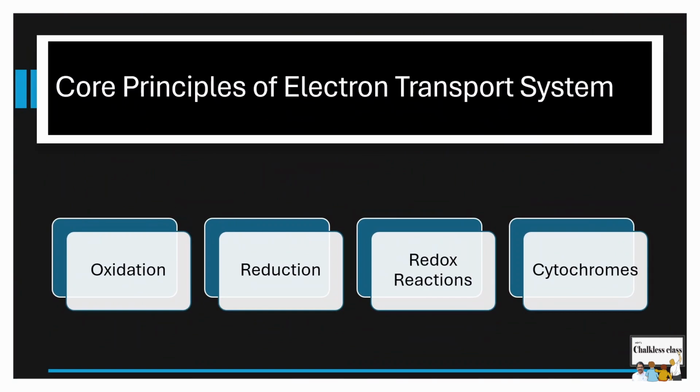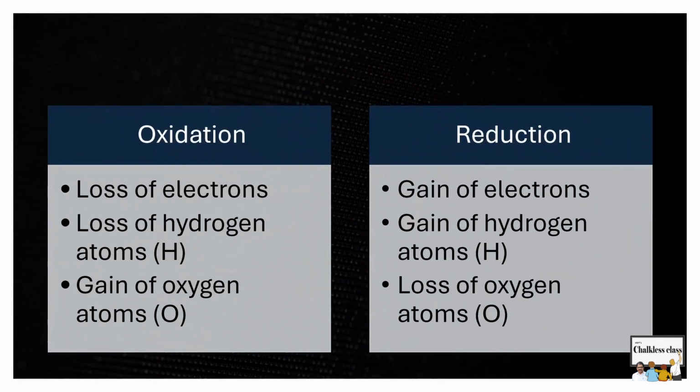This lesson introduces the core principles of the electron transport system, focusing on the processes of oxidation, reduction, and redox reactions, as well as the structural and functional roles of cytochromes. Oxidation and reduction are two complementary chemical processes. Oxidation is defined as the loss of electrons, the loss of hydrogen atoms, or the gain of oxygen atoms. Conversely, reduction is defined as the gain of electrons, the gain of hydrogen atoms, or the loss of oxygen atoms.